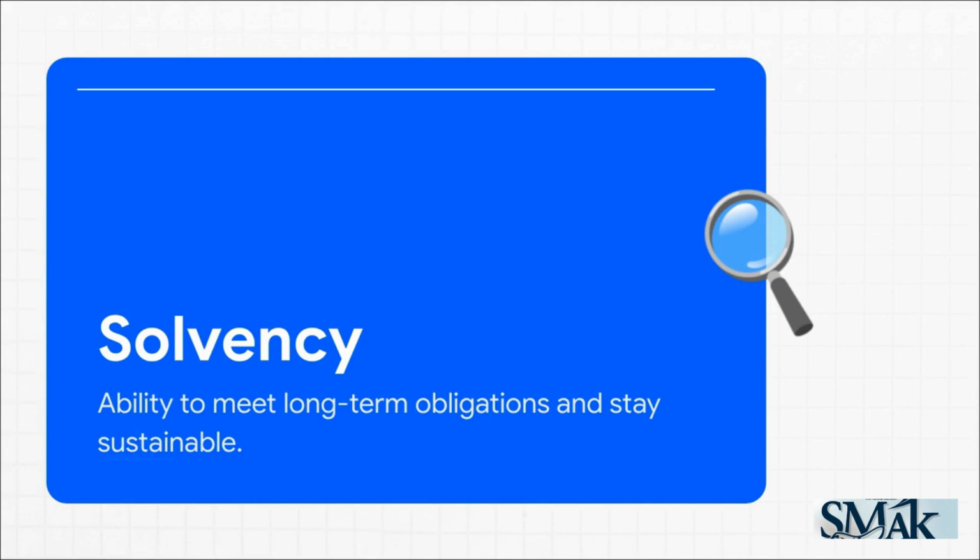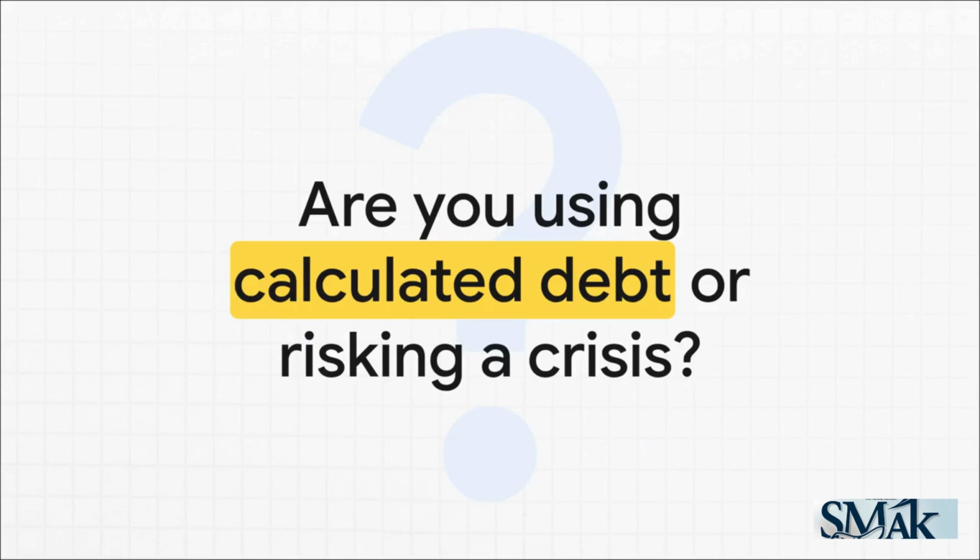And finally, we have solvency. This is the ultimate long-term stress test for any business. Solvency is all about ensuring that your overall debt doesn't completely overwhelm the company's total assets over the long haul. You really have to balance debt and equity financing to stay sustainable for decades to come. When companies fail that solvency test, they collapse.